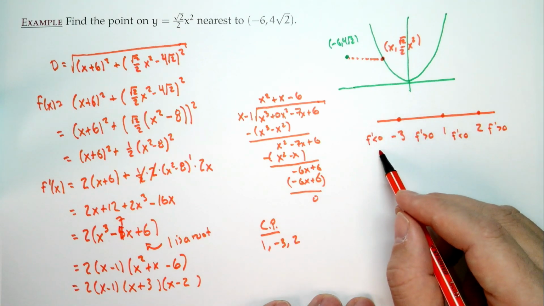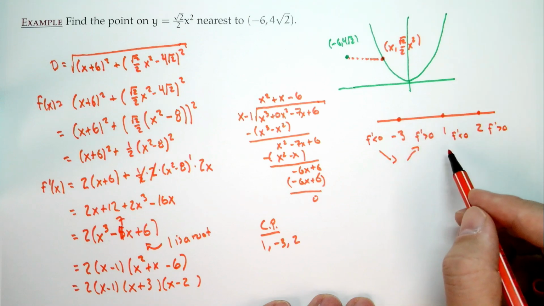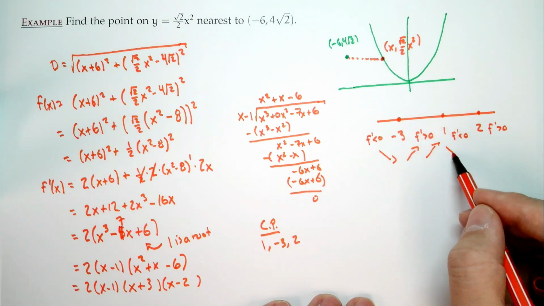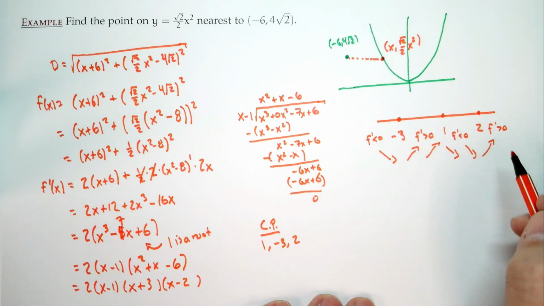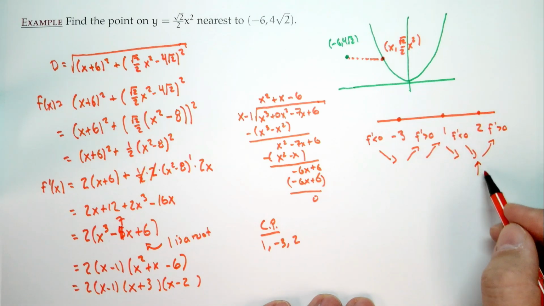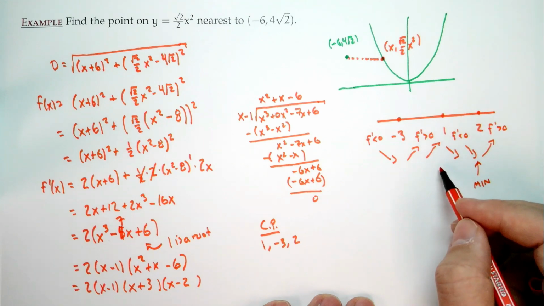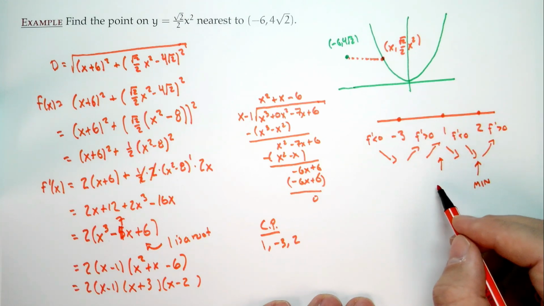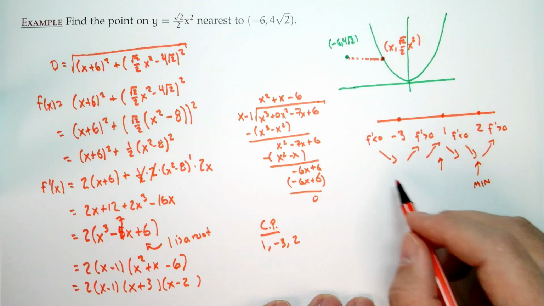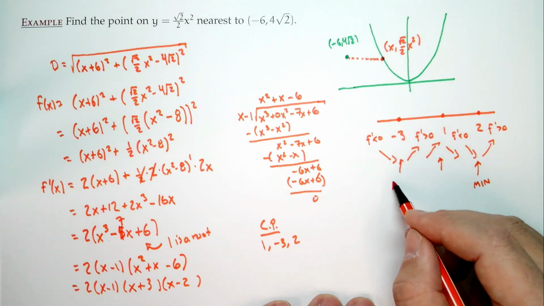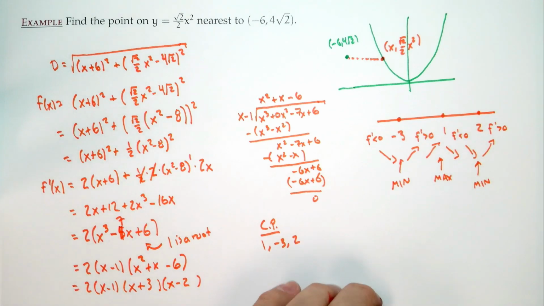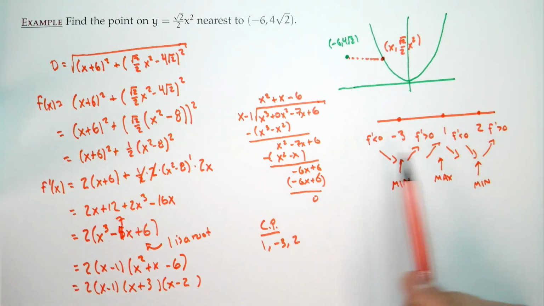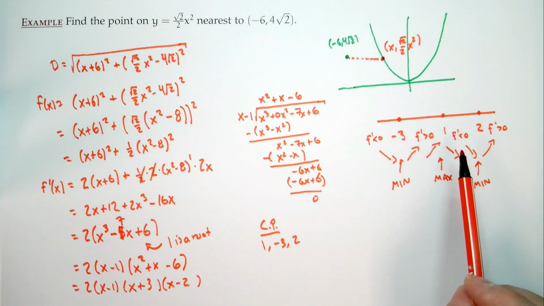So what do we see? We're going down, then up. Here we're going up, then down. And here we're going down, then back up. So 2 is a min. Negative 3 is also a min, and 1 is a max. So certainly, among these 3 candidates, it's not 1.